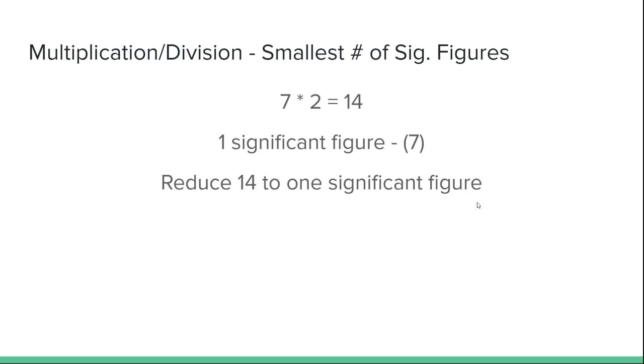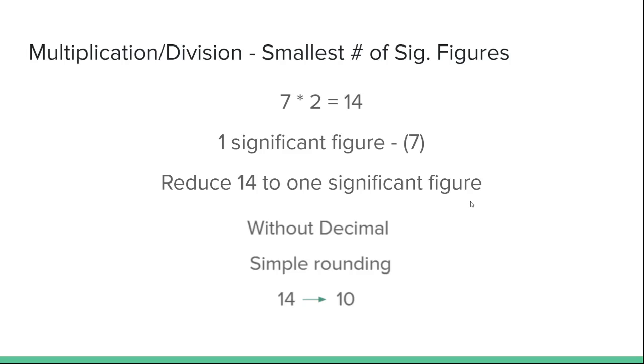When multiplying or dividing numbers during calculations, you want to follow the rule of the smallest amount of significant figures. So here, 7 multiplied by 2 may be 14, but 7 only has one significant figure. So we need to reduce 14 to one significant figure. Normally, we can go just without decimal and use simple rounding. 14 will go to 10. But without a decimal point, it looks unprofessional and unscientific.